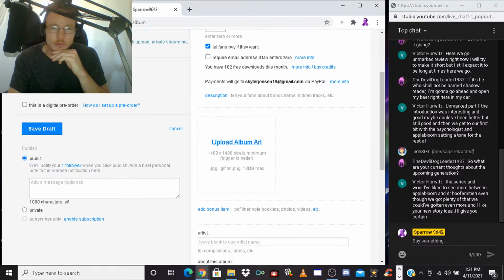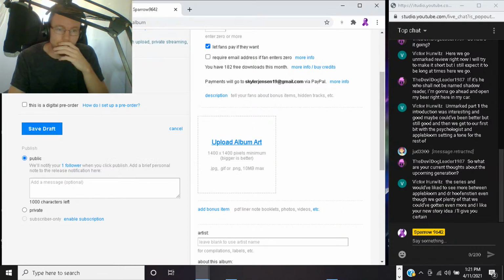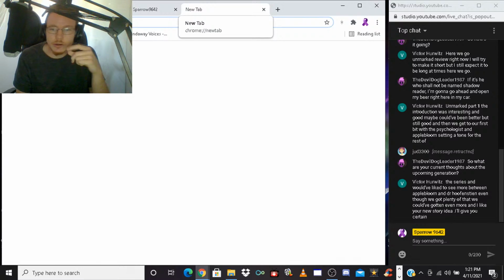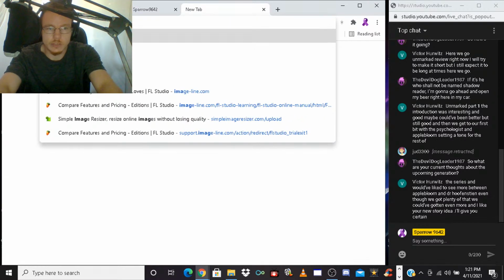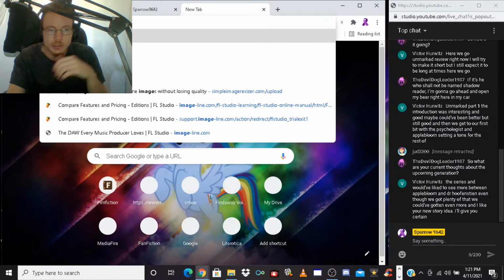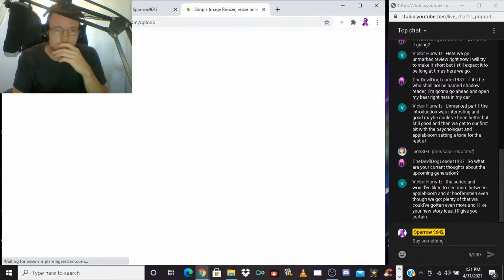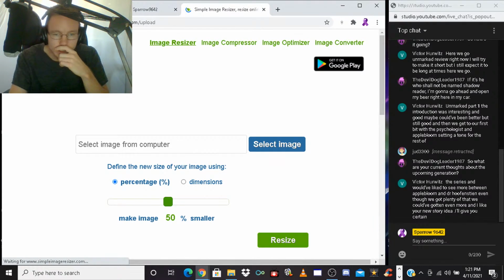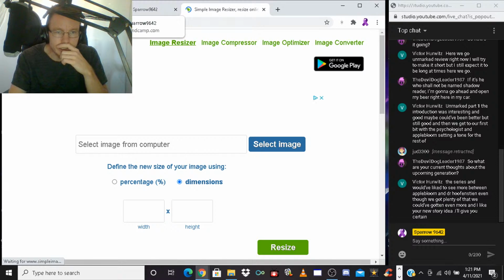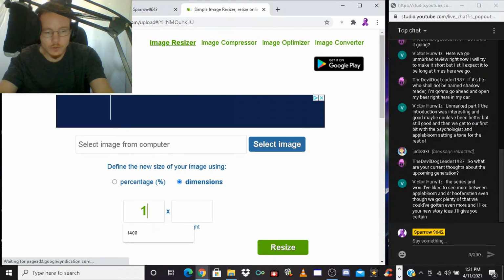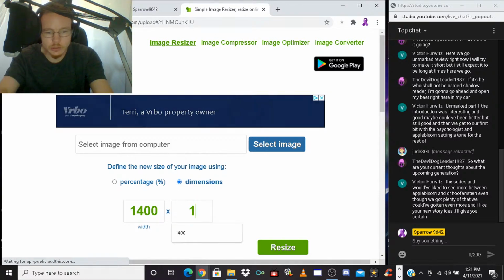Alright, let's get the album out of the way, because an album can be anything. It's not just a musical thing. Oops, I don't want to do that, not yet. Okay, so I need to go to an image resizer. That's what she said, but whatever. Image resizer. Yep, it's this one. Okay, dimensions. We need 1400 by 1400, right? Yep, that's default. So we'll just do that.